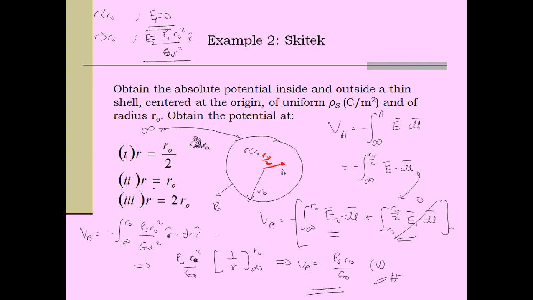So for the second part of this question, which is to find the potential at R naught, basically the method will be the same as before. So if we can erase part of this.